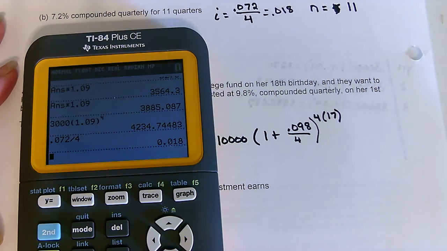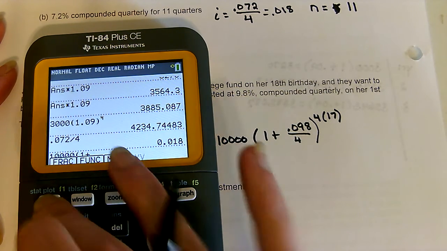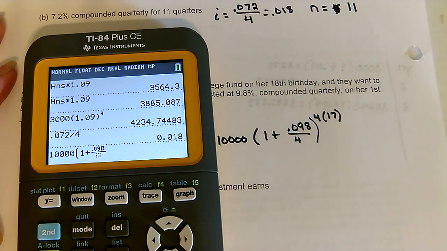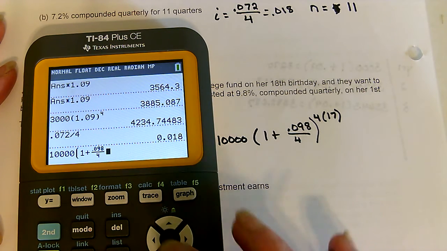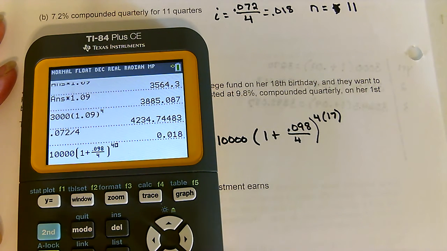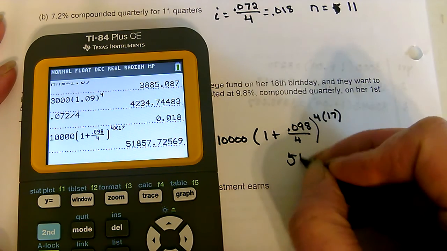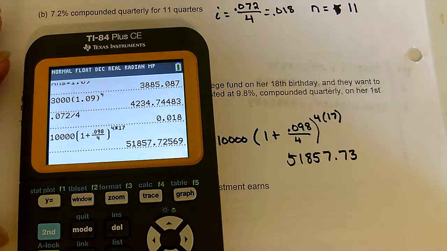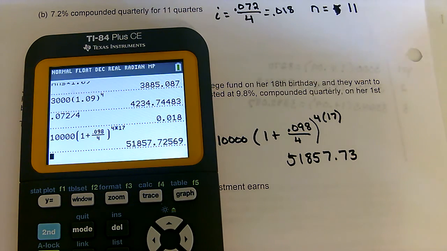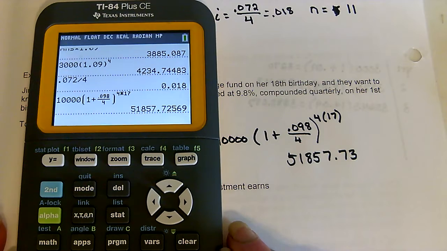So, 10,000 times (1 plus 0.098 divided by 4) to the 4 times 17. There's also another way I can find this if I'm using this calculator.